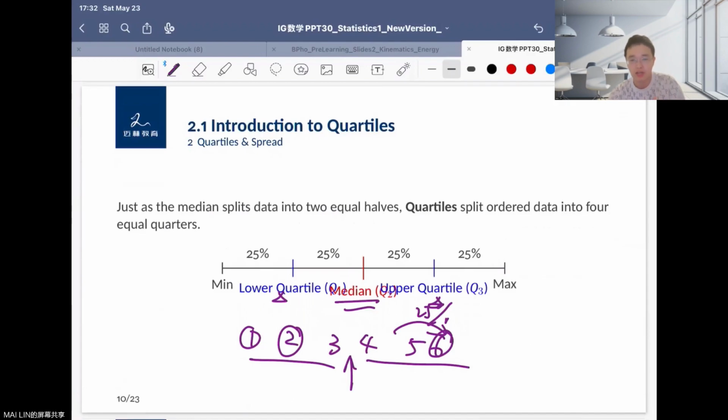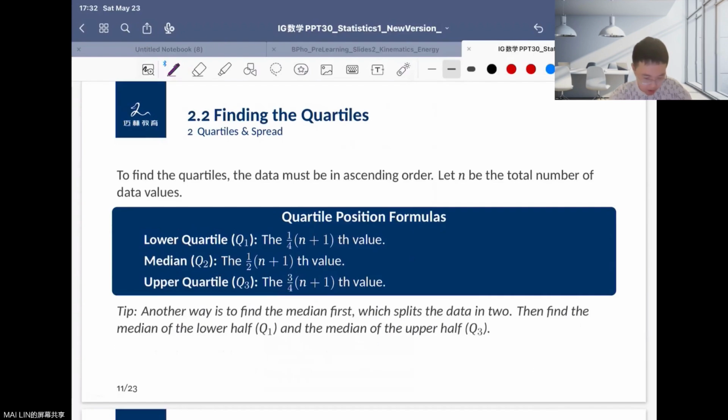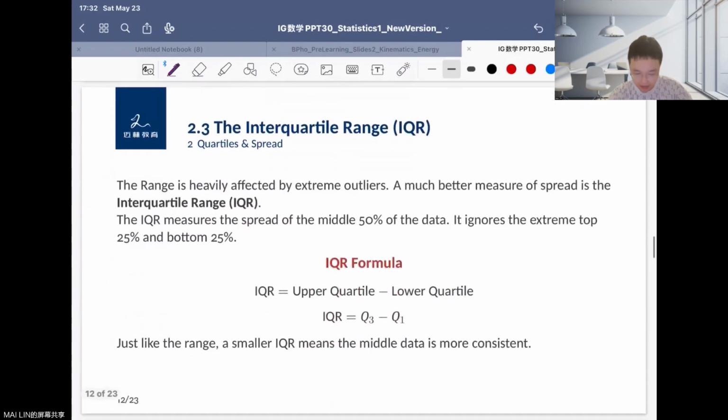Like lower quartile is the 25th percentile rank in the total values of your data, okay? And upper quartile is the 75th percentile among all your data, okay? That is a basic introduction to quartiles, okay? So we can say here, lower quartile means the 1 over 4 times n plus 1's value, and median means a half times n plus 1's value, and upper quartile means 3 over 4 times n plus 1's value right here, okay? So then let's try to find it together, okay?